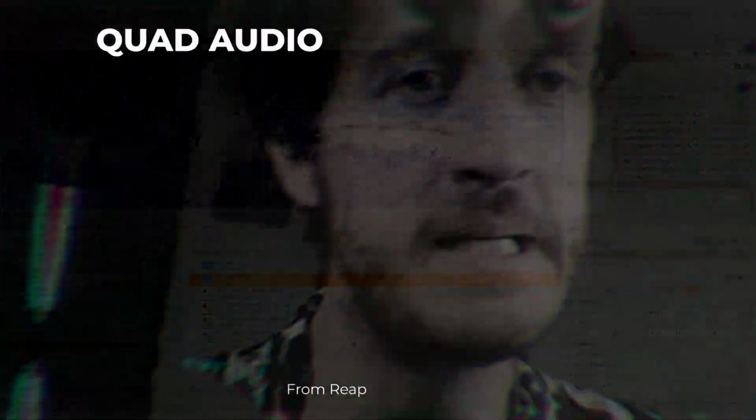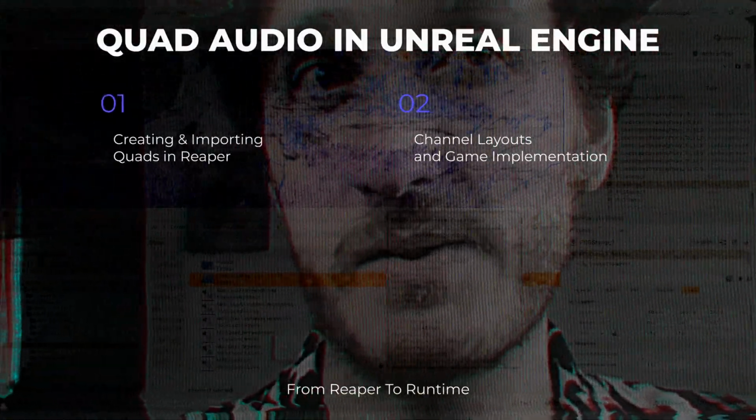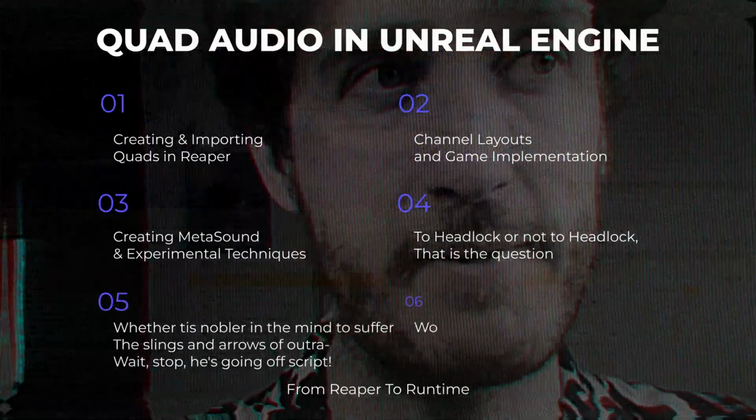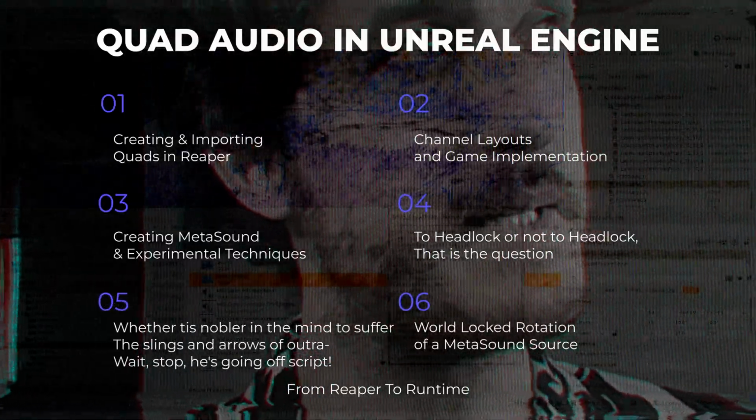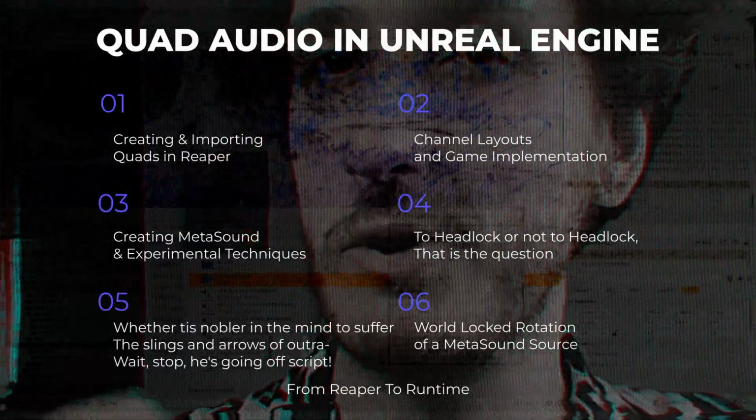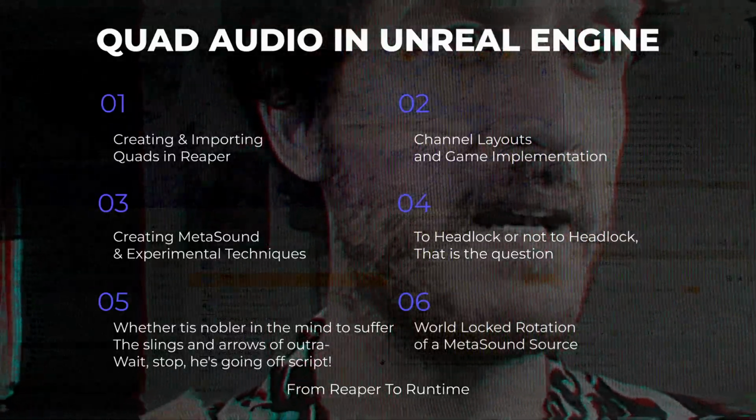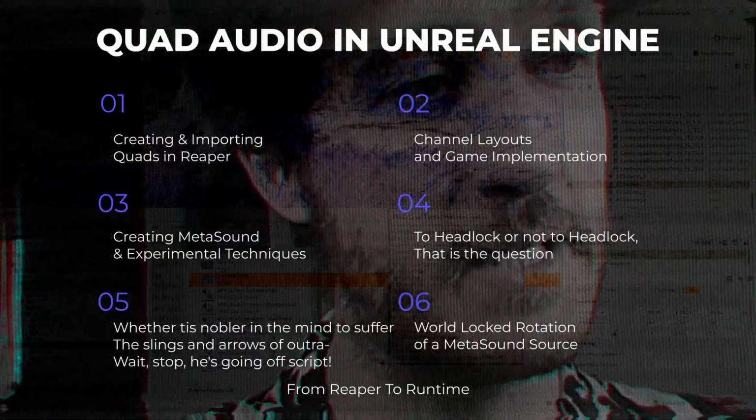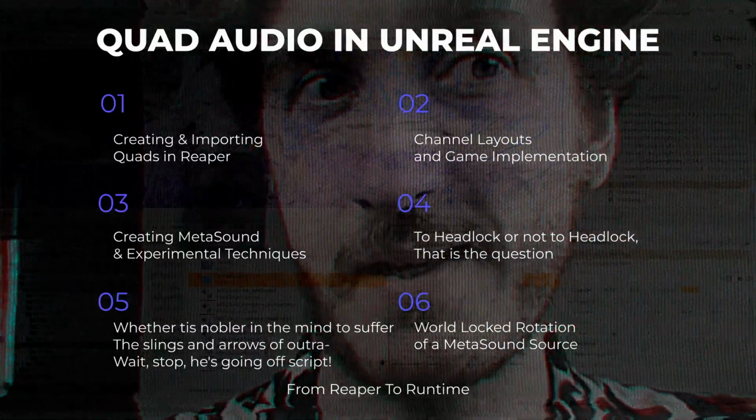We're going to be talking about the whole kit and caboodle today. We're going to be talking about how to get quad files or how to construct quad files if you don't have them, the different implementation strategies from headlocking or not headlocking quads, and how that works in MetaSounds, as well as how to make some things in Reaper.